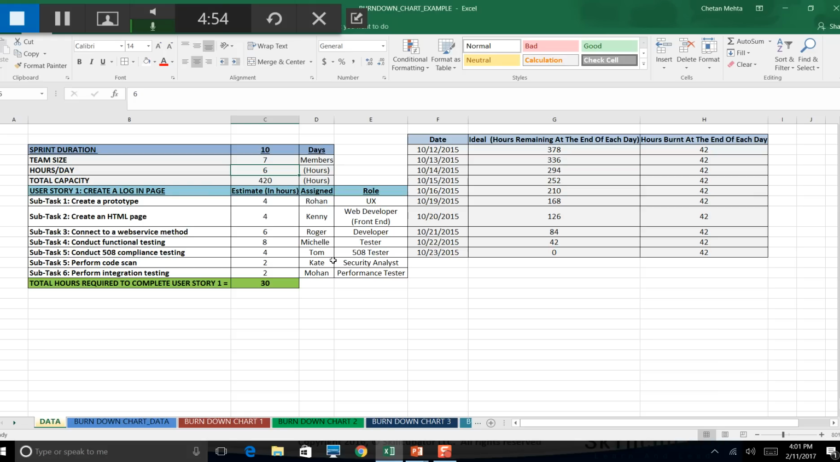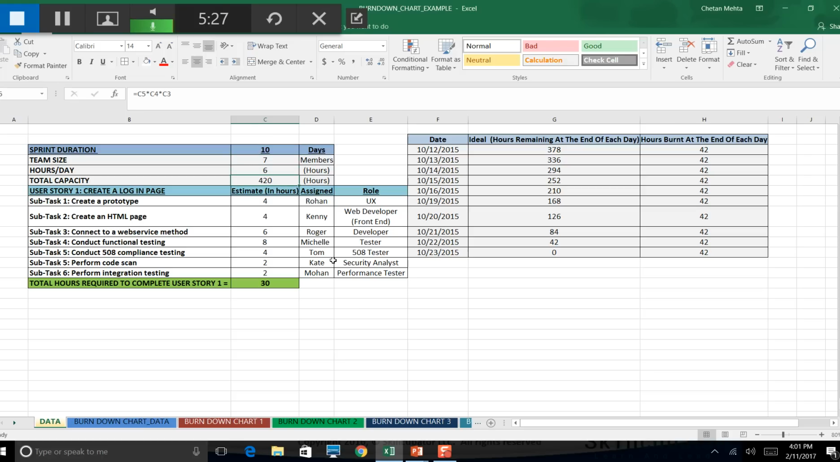Right? That means in one day we get 42 hours of work from the entire team. 6 times 7, 42 hours. And if you multiply that with 10 days, I get 420 hours worth of work in one sprint. And that's my total capacity of the sprint. Right? My total capacity is worth 420 hours, and that's coming from 6 times 7, 42 times 10, 420.